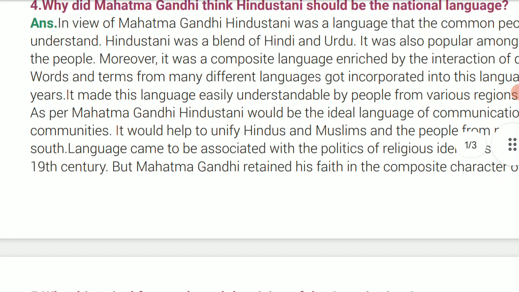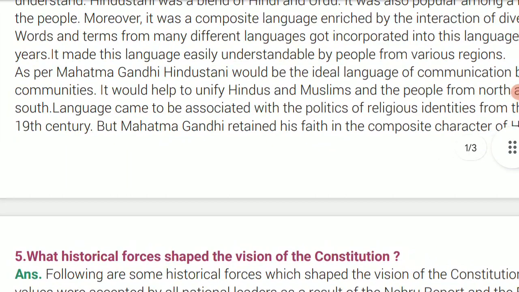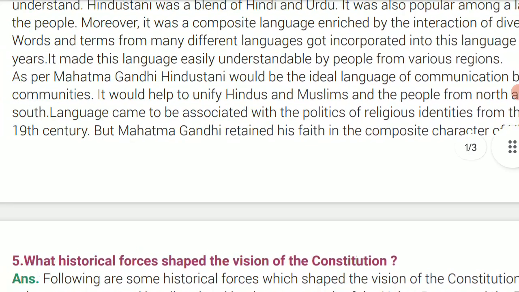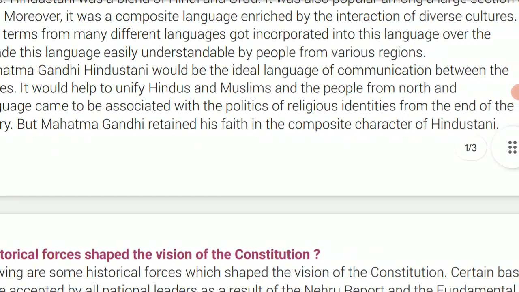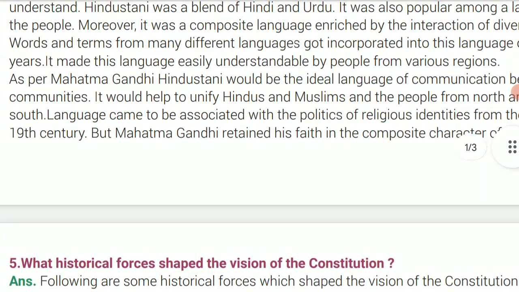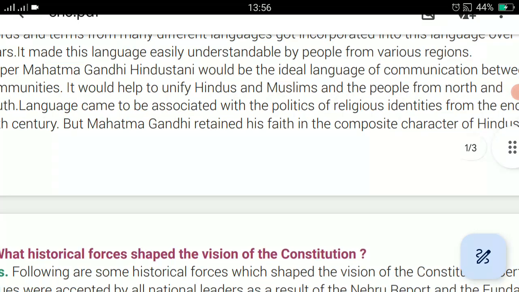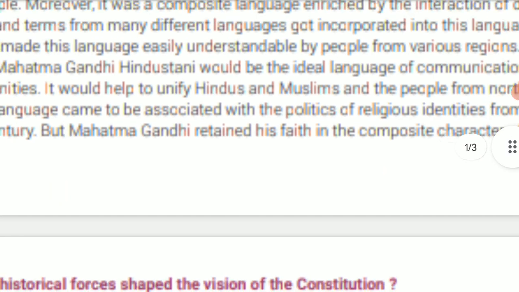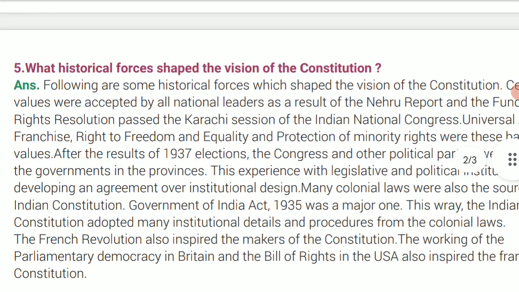According to Mahatma Gandhi, Hindustani would be the ideal language for communication between the communities, and it would help to unify Hindus and Muslims and the people from north to south. Language came to be associated with the politics of religious identities from the end of the 19th century, but Mahatma Gandhi retained his faith in the composite character of Hindustani. So I think he was a very visionary leader, and if Hindustani had been our language, that could have been better.